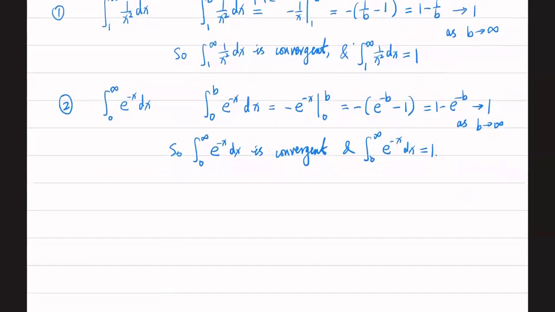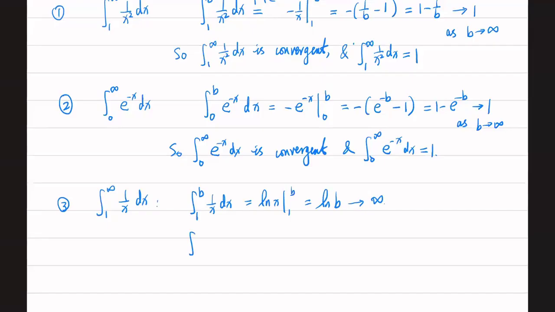The third example we had is, for this one we find the integral on a finite interval, logarithm x. However, this time it diverges. We conclude the integral is not convergent, it's divergent.